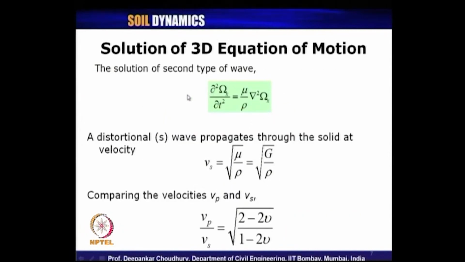Then for the second type of wave equation, we have seen this is the form of the equation, and the secondary wave or S wave is expressed in terms of Lami's constants like this, which if we express in terms of shear modulus, comes out to be root over G by rho. And comparing the expressions for velocities of primary and secondary waves, we obtain that the ratio of primary wave velocity to secondary wave velocity is just a function of Poisson's ratio of the material and is expressed by this expression.